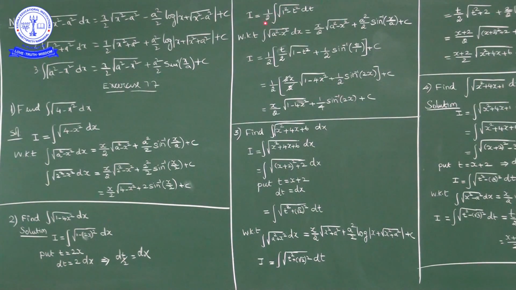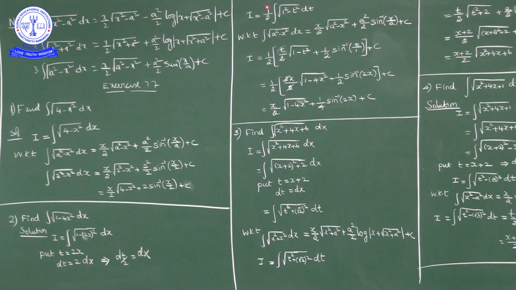We have this formula, that is the integral of square root of a square minus x square dx is equal to x by 2 into square root of a square minus x square plus a square by 2 into sin inverse of x by a plus c. Now if you compare these two formulas, in place of a we have 1, in place of x we have t. So in this formula, wherever x is there write t, wherever a is there you write 1.